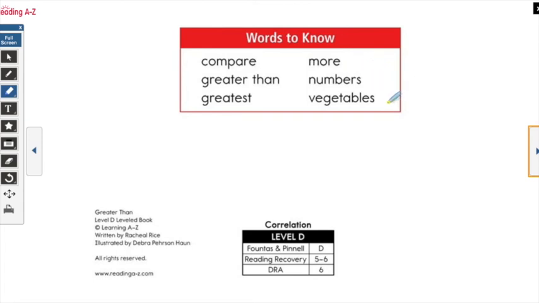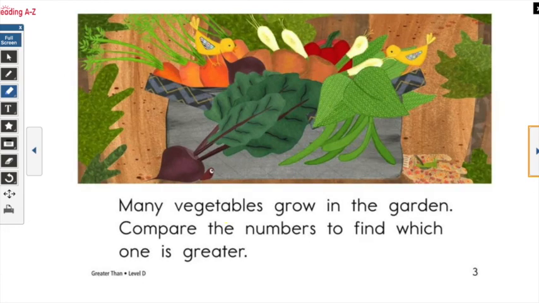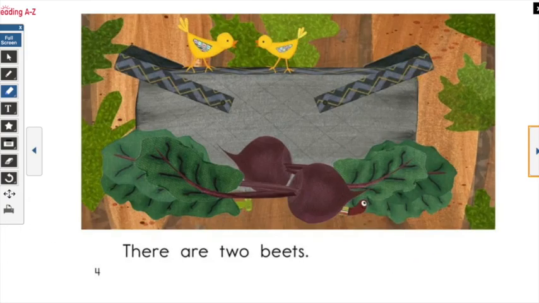Numbers and vegetables. Many vegetables grow in the garden. Compare the numbers to find which one is greater. There are 2 beets. How many beets? 2. 1, 2. 2 beets.